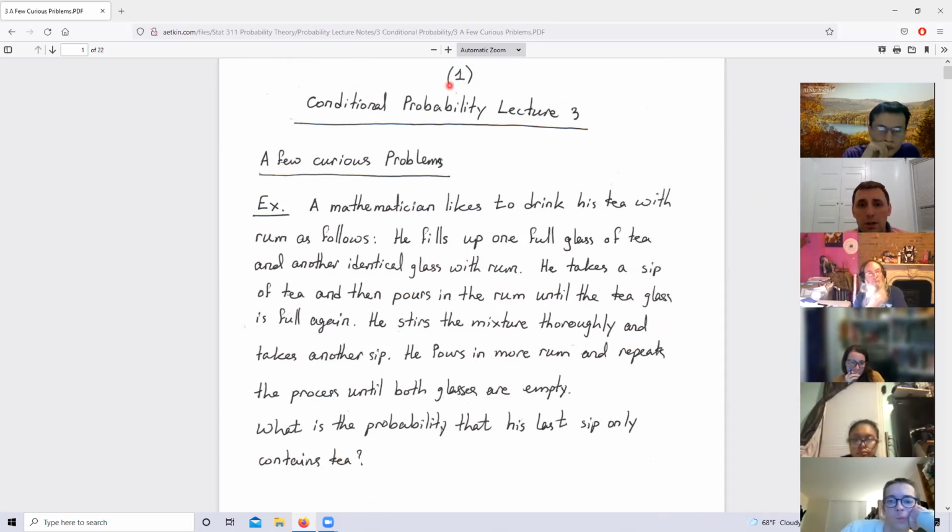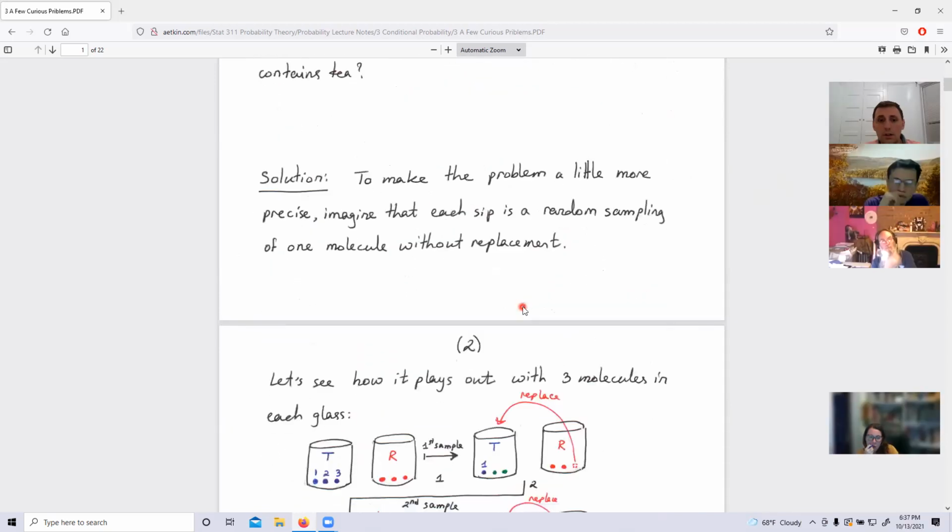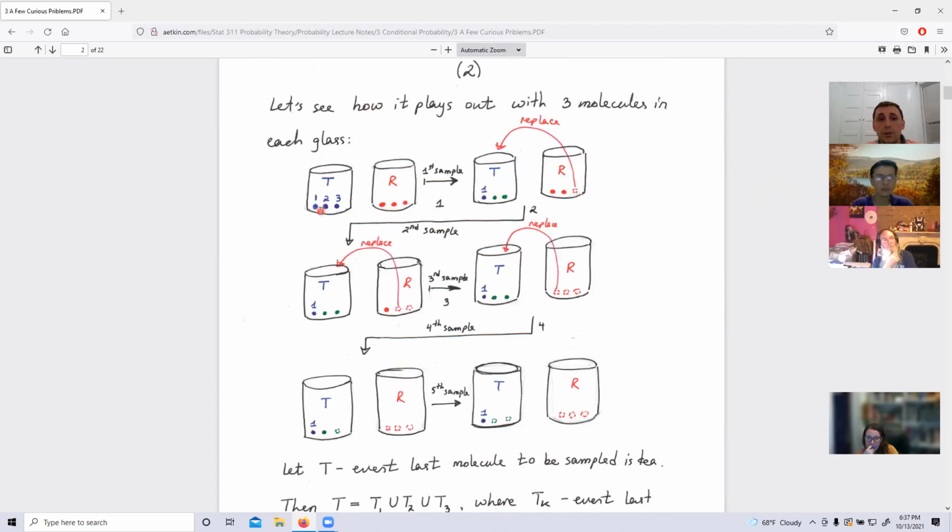And how do we understand this question? Imagine that drinking involves sampling one molecule at a time, just for simplicity. So here is the situation when you have 3 molecules of tea and 3 molecules of rum. What's going to happen is that first you remove one blue molecule, and once you remove it, you replace it with one red molecule, right? And then you have a bunch of blue molecules and red molecules. You remove one molecule always from the beaker labeled T, and whenever you still have something, you replenish it with a molecule from the other beaker. Yes?